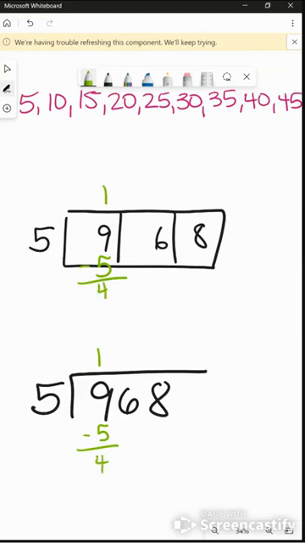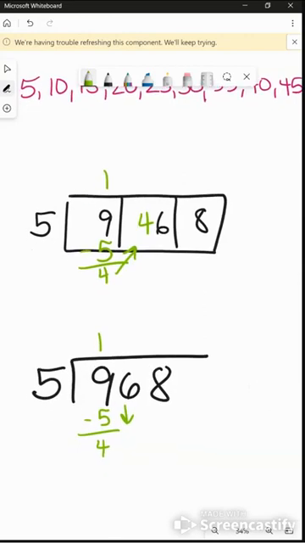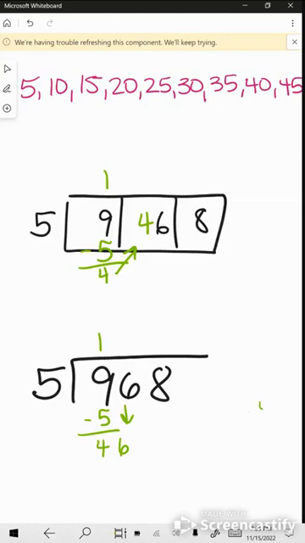Now on our box method, we would take our 4 and move it up into the next box. But in our standard algorithm, we're actually just going to bring that one down. So our 6 is going to come down and join our 4. So really, as you can see, we have a 46 here and a 46 here. So our boxes are actually the same, again, except for this one's vertical, where this one is horizontal.